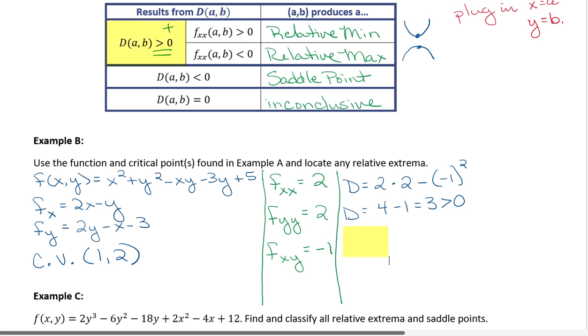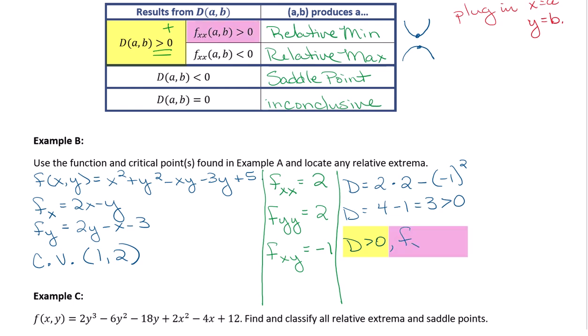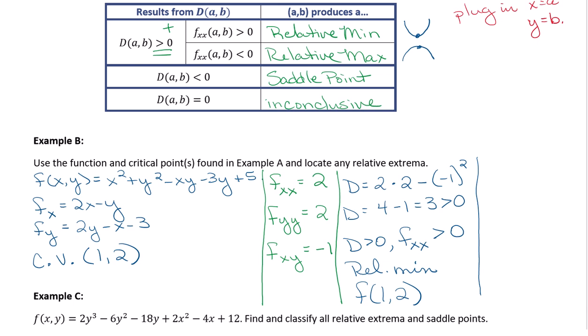So based on our table, we have found out that D is positive, and our second order partial derivative of x and x is also positive. It was a positive 2. Positive and positive means we have a relative min. But remember, we're in 3 dimensions. We have found the 2 input values of 1 and 2. So now we need to plug it back in to our original equation and find our output value.